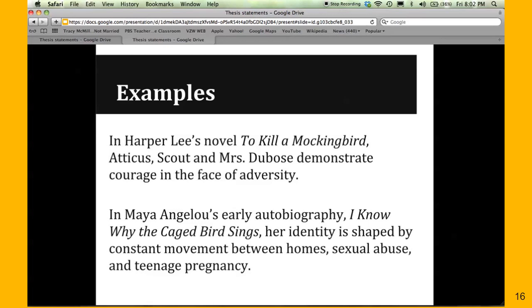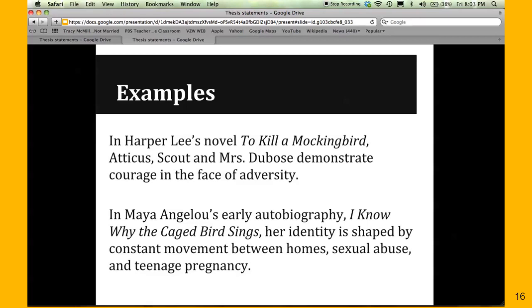So I have Harper Lee, she's our author, I have her complete name. To Kill a Mockingbird is the title of the text, and because it's a book or a novel, I have it italicized. It's very important that you italicize the title of a book or a novel when you're typing.